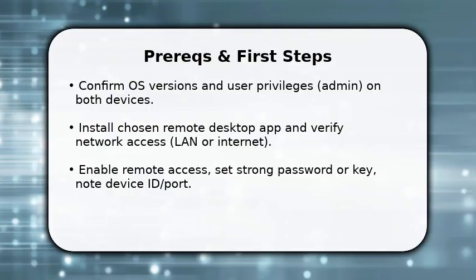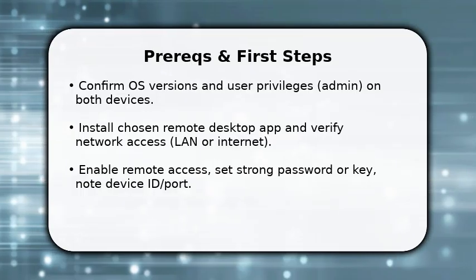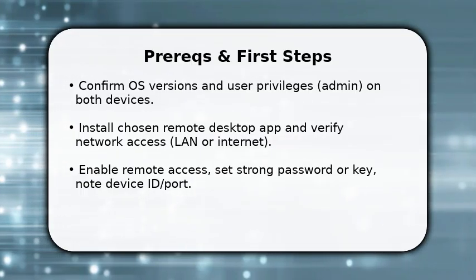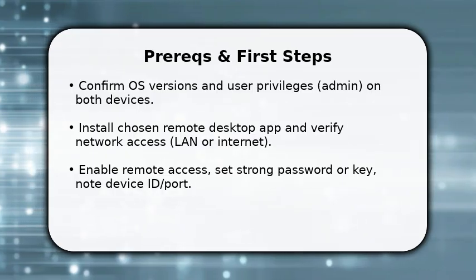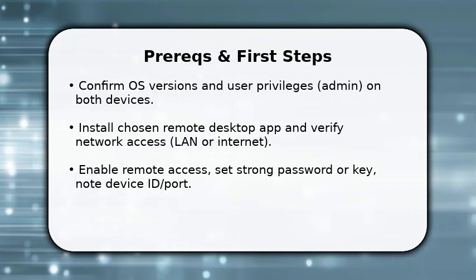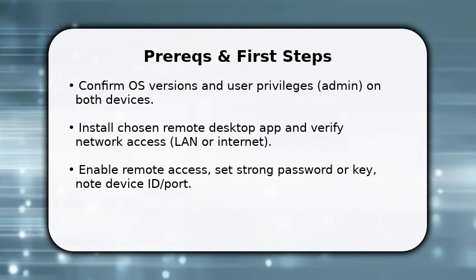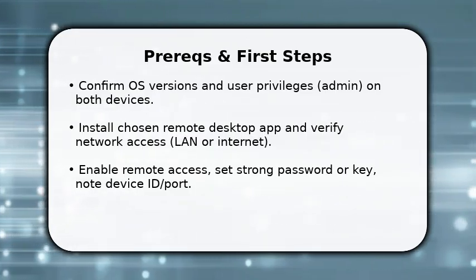You start by confirming prerequisites. Make sure both devices run supported OS versions and you have admin access. Once done, install the remote desktop client on your local device and the host agent on the remote machine. This ensures compatible protocols. Next, enable remote access in the host app and configure authentication.